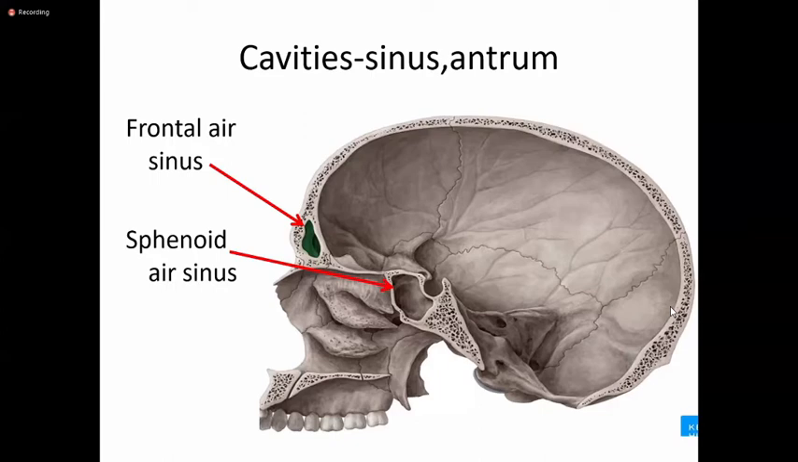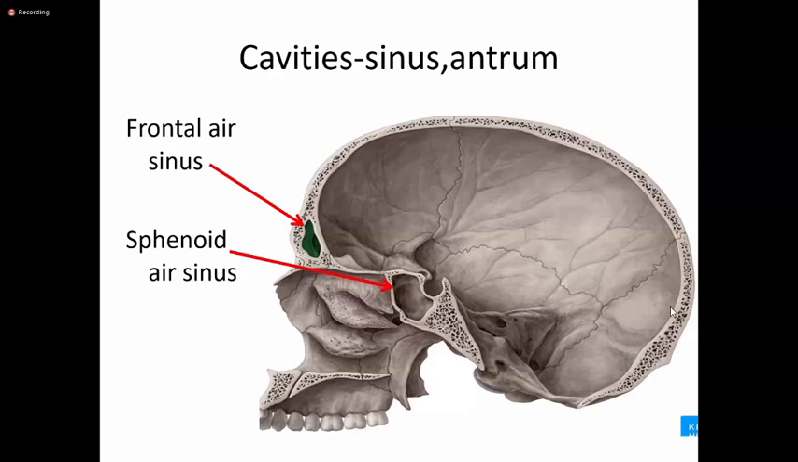Like that, we have in the maxillary bone also, that's called the maxillary sinus, and in the ethmoid, the ethmoidal air cells. Then the antrum, the mastoid antrum. The antrum is also a cavity within the bone which is present in the mastoid bone. This is filled with air cells, similar to the sinuses which we have seen here. Antrum is also a cavity which is filled with air cells.